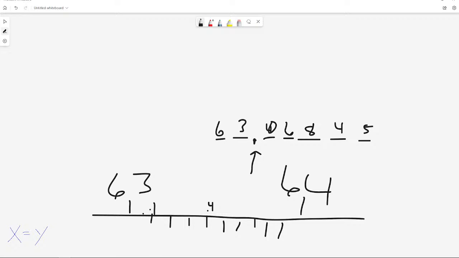Let's see, 6 would be in the hundredths, 8's in the thousandths, 4 is in the tens of thousands, 5's in the hundreds of thousands, and if you had a number out here, that'd be millionths. So if all of these were 0, except for this being a 9, you would say 63 and 9 millionths.